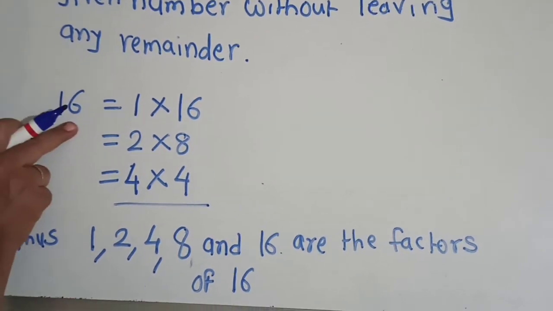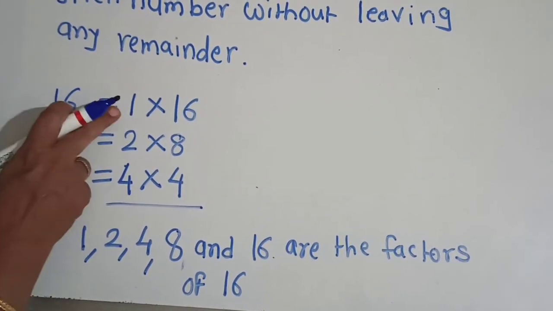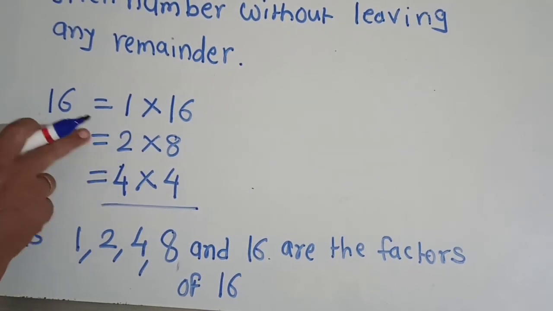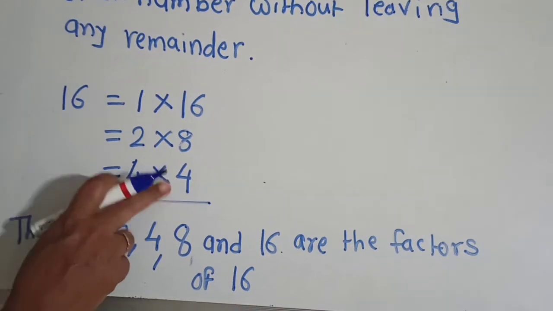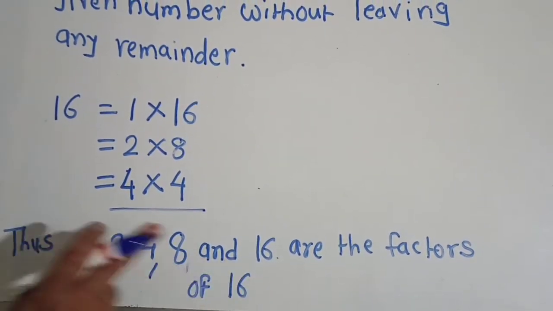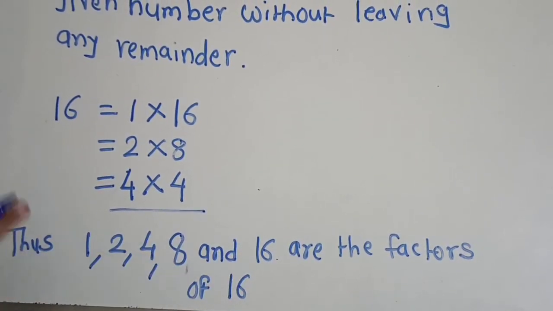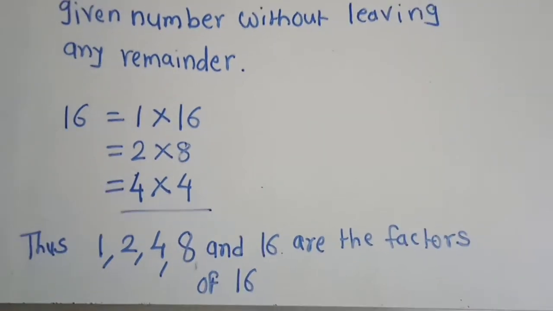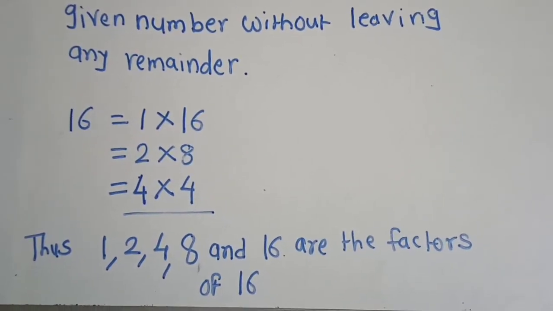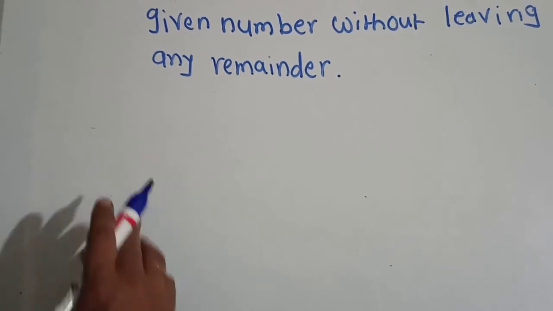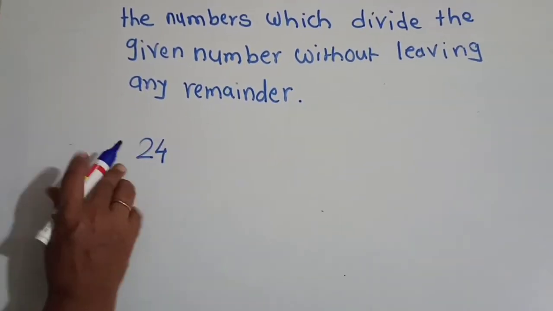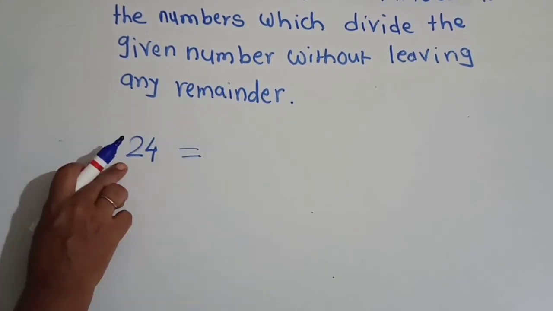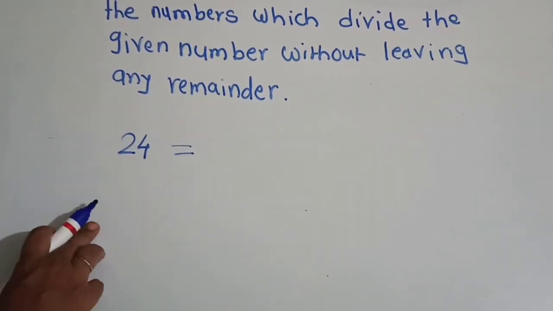Which numbers will divide 16? Those numbers are the factors, and the remainder will come 0. Those numbers are the factors of that given number. Okay, children. Let's see one more example. Okay, look here. This is 24. Now we have to find the factors.